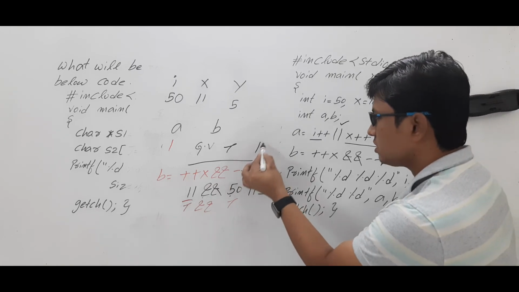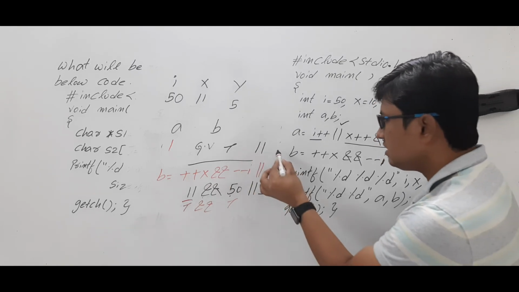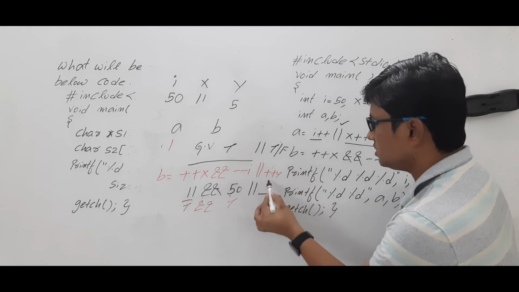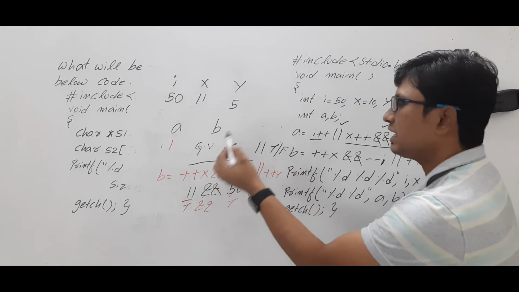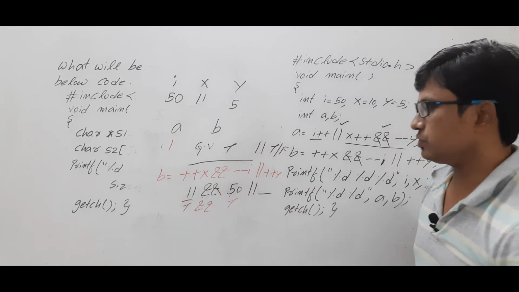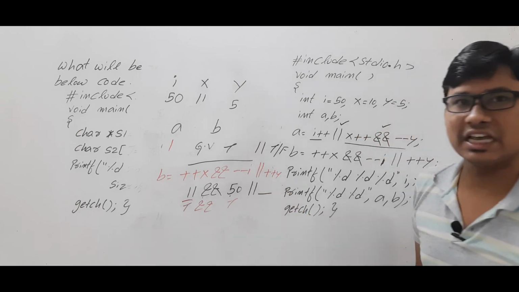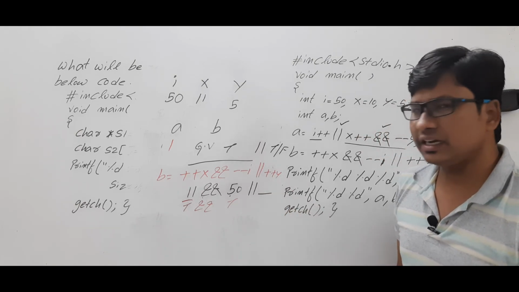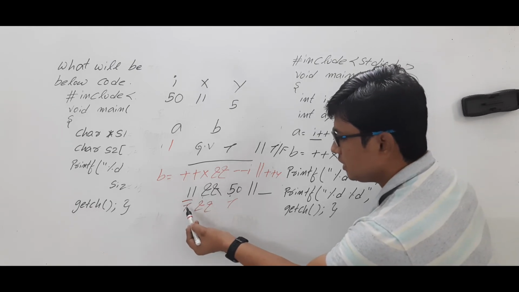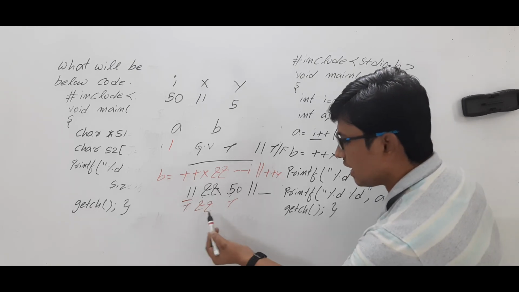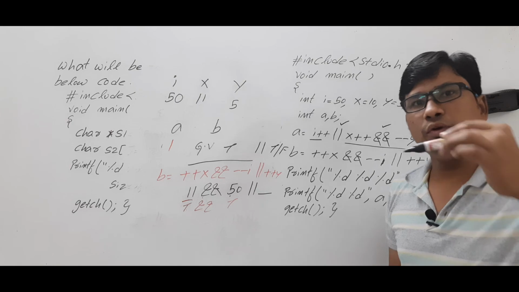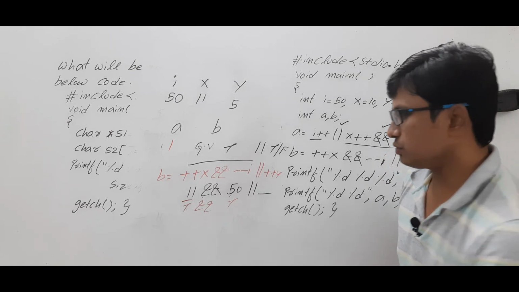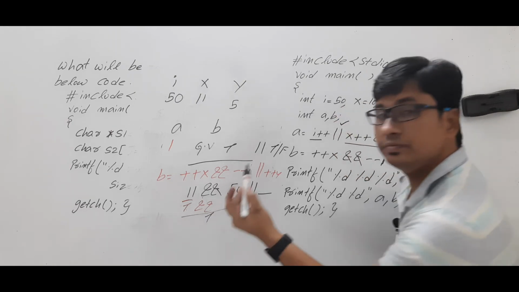You have a logical OR. Either this can be true or false, you will get the logical OR as true. So I no need to evaluate this expression called ++y. Are you able to understand it or not? Because here you got true logical AND true, and true logical AND true gives you true. So this part you got true.